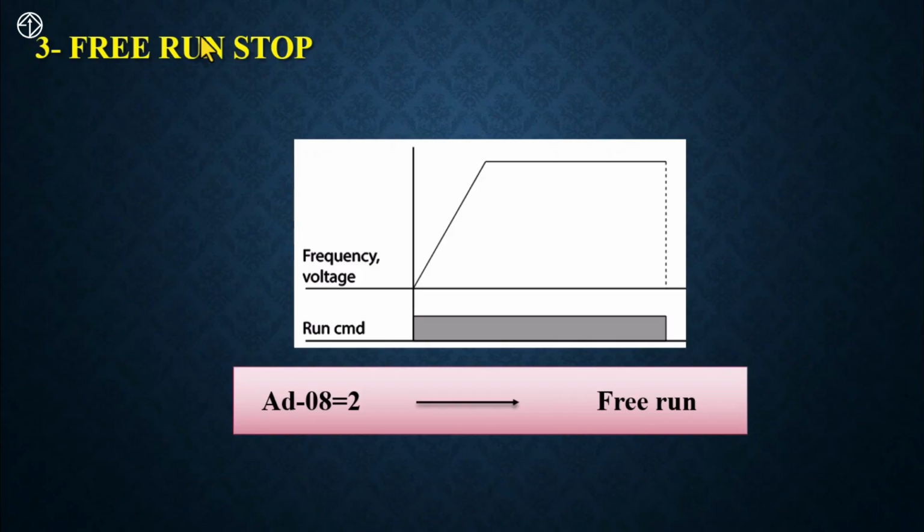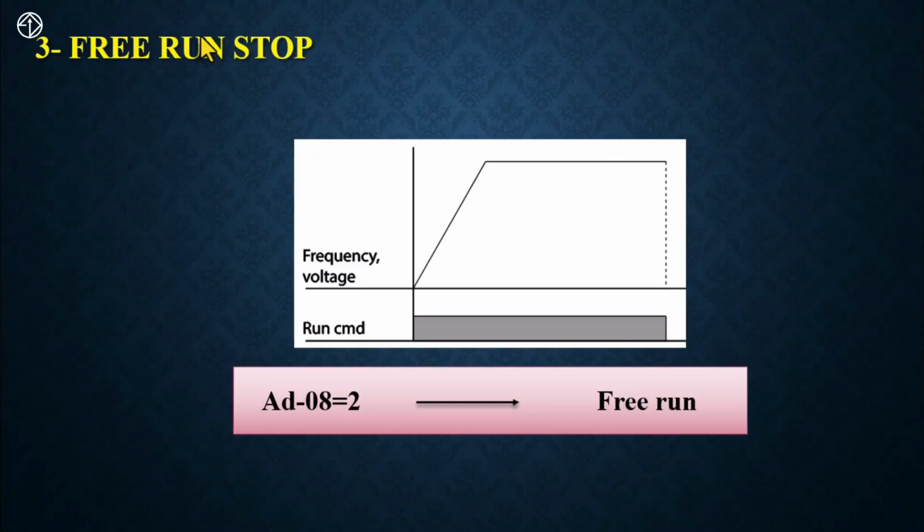That means the greater the inertia of your load, the longer it will take for your motor to stop, and the less inertia your load has, the faster your motor will stop. So in free run stop, as soon as the stop command is issued, the inverter cuts its output and your motor stops according to your load's inertia. So these are the different stop modes in the G100 inverter. Let's test these three modes together on the G100 inverter and observe the differences between each.